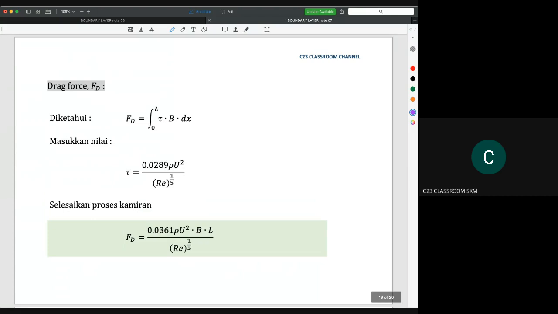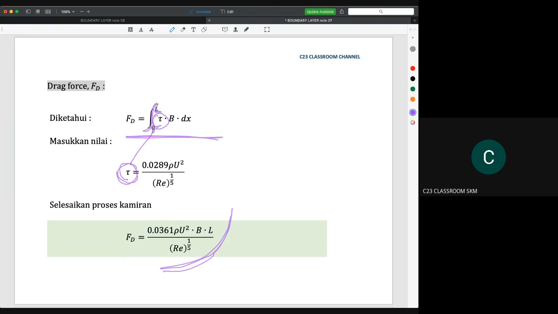Okay, now we are going to calculate the drag force. This is the equation for drag force. I already explained it in previous notes. So we substitute the value of shear stress inside this equation, and then you will have this term, which is actually after you integrate this from 0 to L.